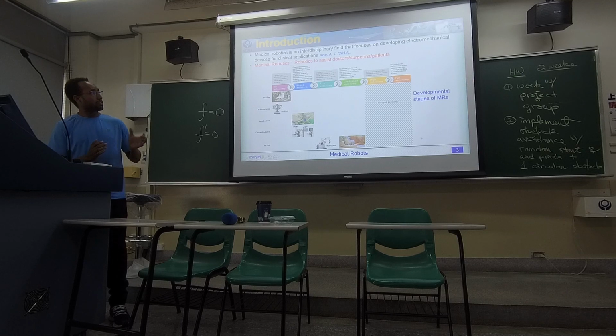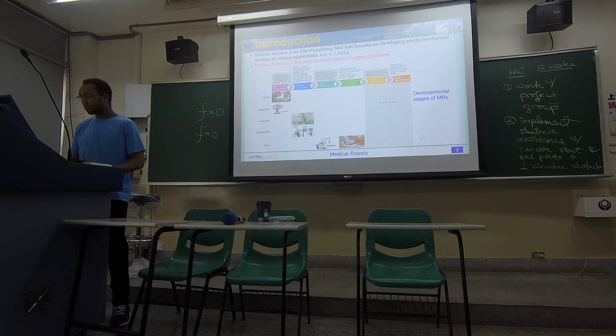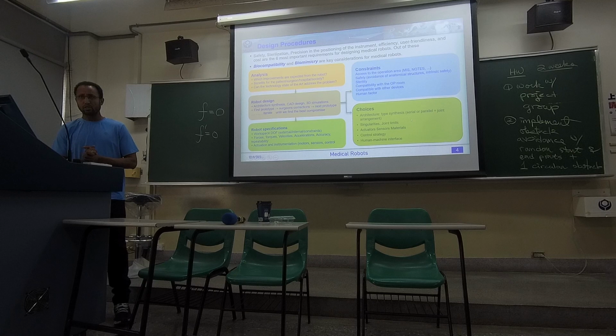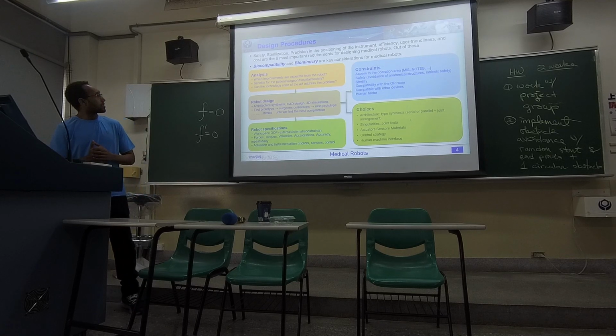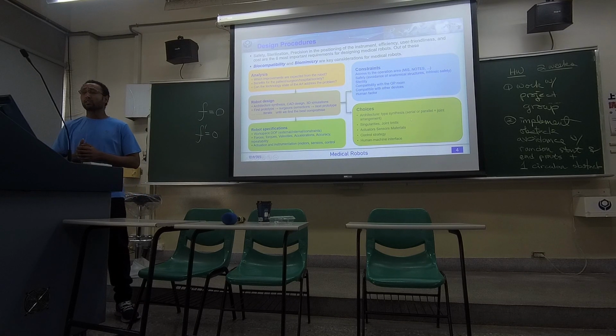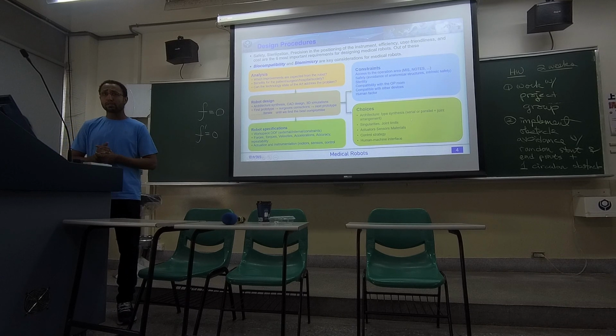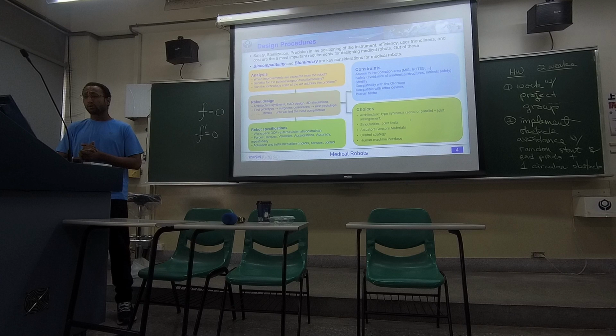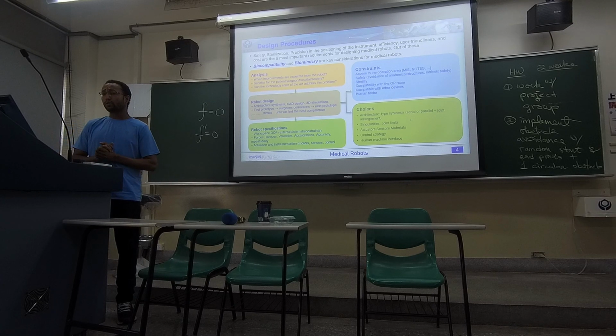And nowadays, for higher autonomy and full autonomy, not yet existing, they are waiting for researchers. So this is all about the developmental stages of medical robots. So here are some design procedures. There are some important criteria we have to consider during the design of medical robots, more than for some other robots.